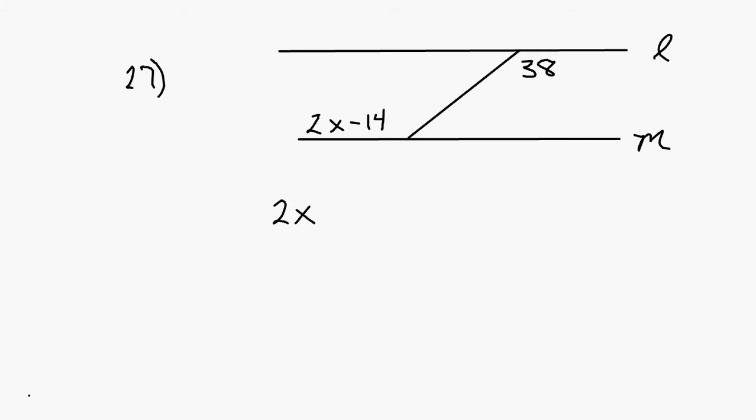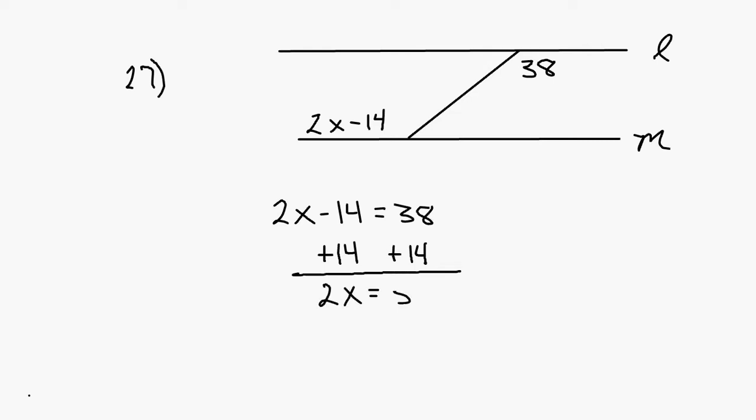So 2x minus 14 equals 38. You can add 14 to each side. 2x is going to equal 52. And divide both sides by 2. x equals 26.